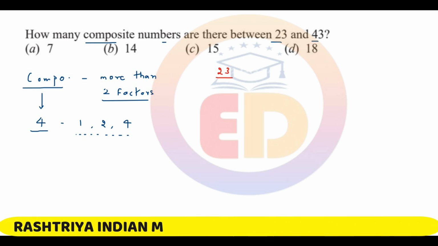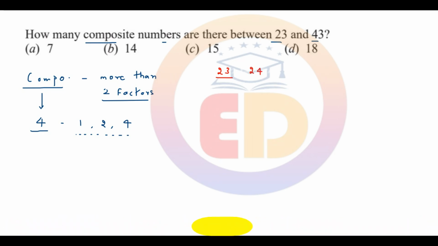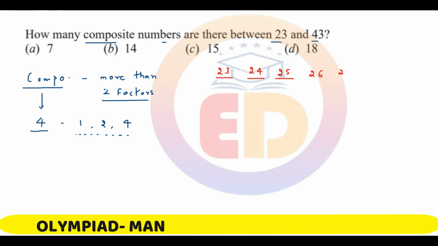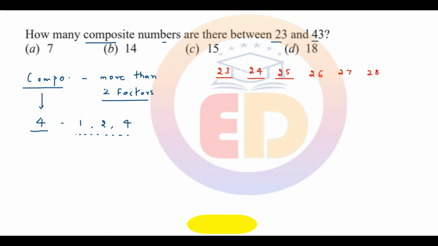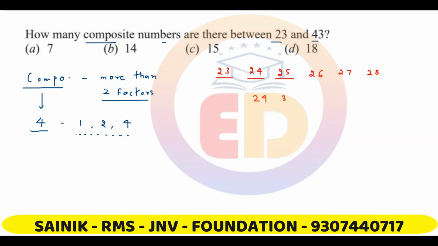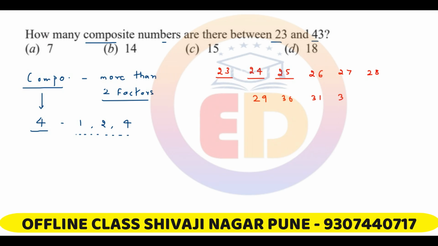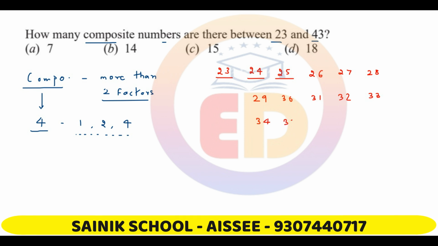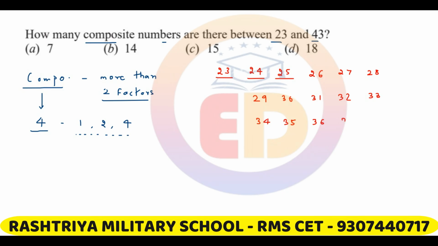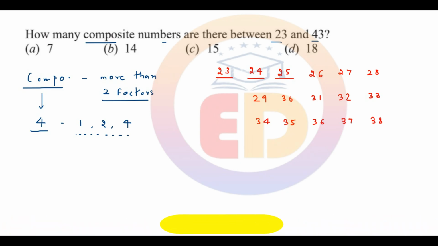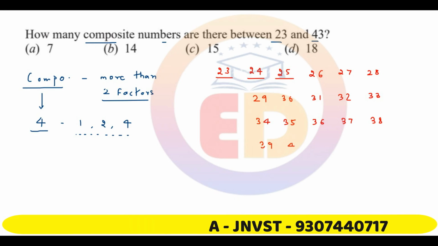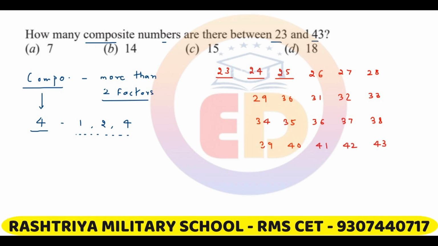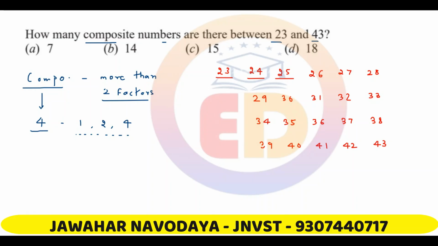23, 24, 25, 26, 27, 28, 29, 30, 31, 32, 33, 34, 35, 36, 37, 38, 39, 40, 41, 42 and 43.